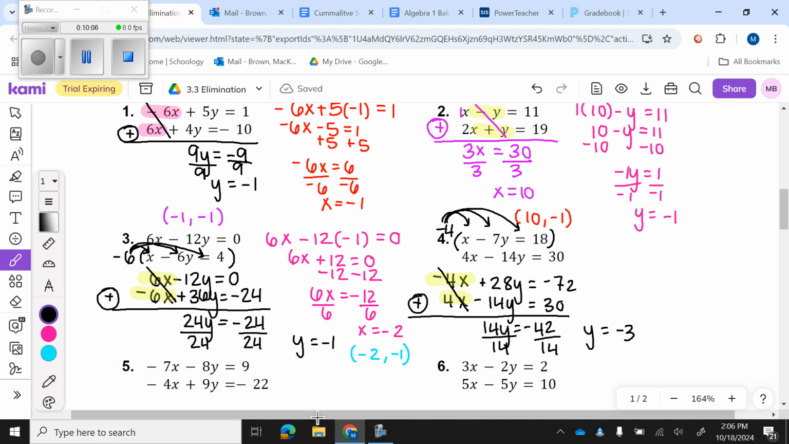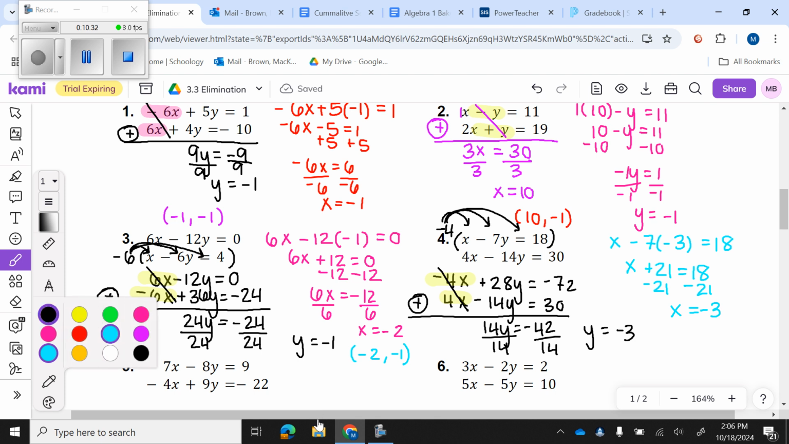All right, so now I need to substitute that back in to find my x. I'm just going to do my top equation. I'm going to have x minus 7, and instead of a y, I'm going to put a negative 3, equals 18. I need to simplify negative 7 times negative 3, which is a positive 21, equals 18. I'm going to subtract 21 from both sides. I'm going to have x equals negative 3. Last thing you got to do, write it as an ordered pair. So we have negative 3, comma, negative 3.